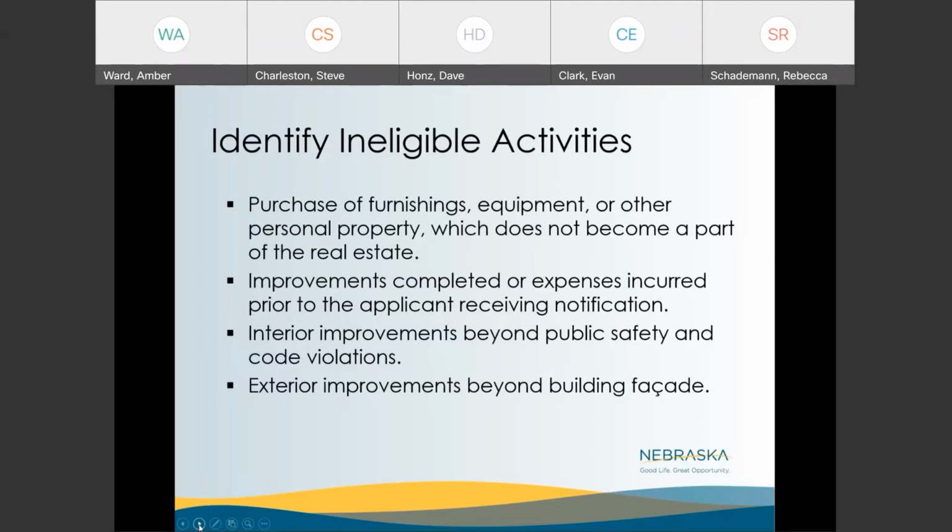Interior improvements are generally ineligible unless they're beyond public safety and code violations. Exterior improvements that are beyond facade improvements are also ineligible.